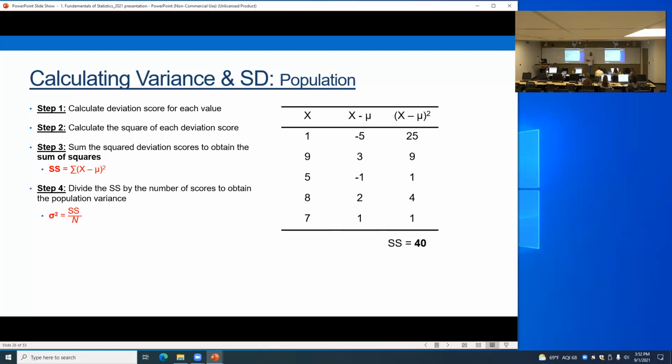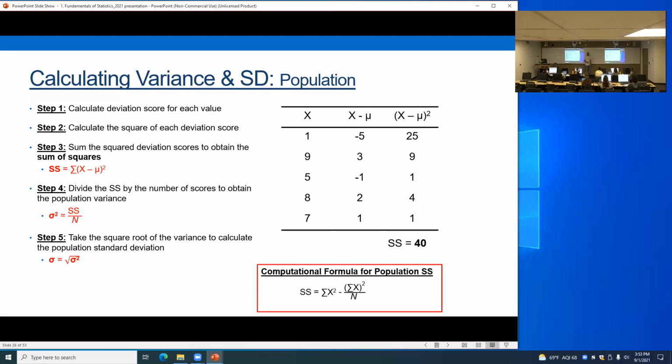Then if I take the sum of squares and divide it by the number of observations in my population, the number of people in my population, this is going to give me my variance. Remember, we talked about the variance as being the average of the squared deviations from the mean. That's literally what it is. Then I take the square root of that variance, and that's going to give me the standard deviation. So at the population level, standard deviation is literally the average distance of scores from the mean of the population.